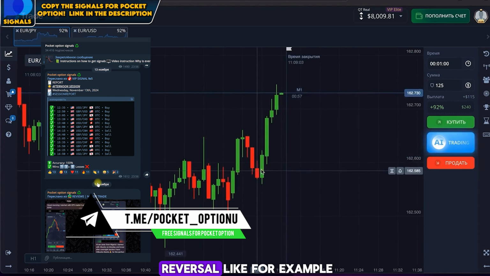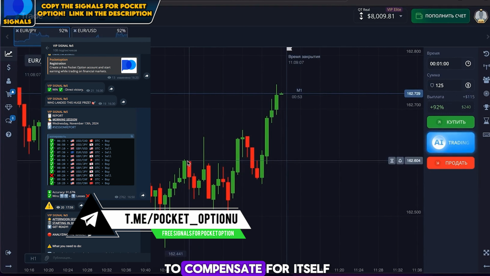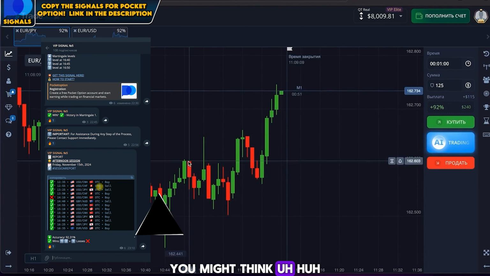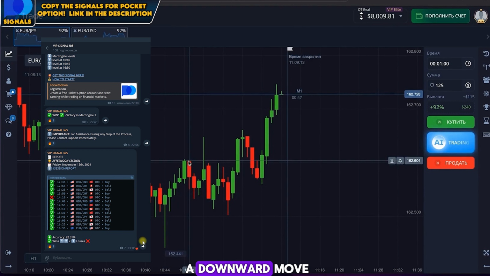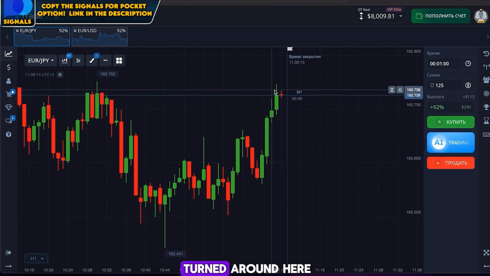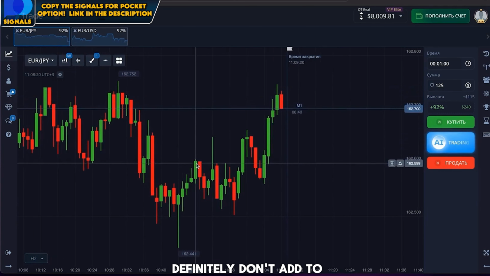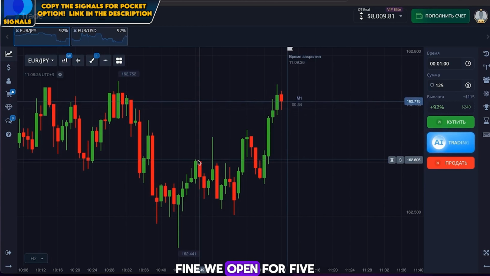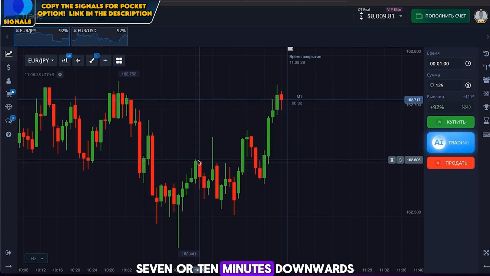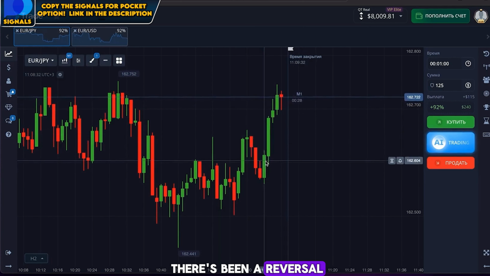If you notice a reversal, for example, you opened a trade here, and the price started to compensate for itself, you might think, aha, it's compensating. Let me try to open a trade for a downward move. But it has already turned around here and started moving upwards. In this case, we definitely don't add to our position. So, we opened here. Let's say we have 3 trades. Fine, we opened for 5, 7 or 10 minutes downwards. But we're likely going to lose those because we see that there's been a reversal.